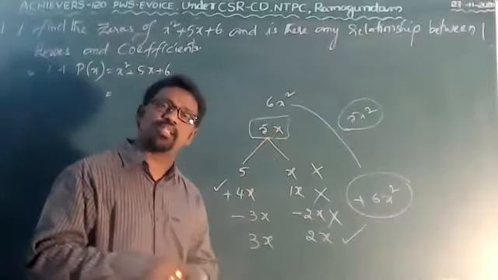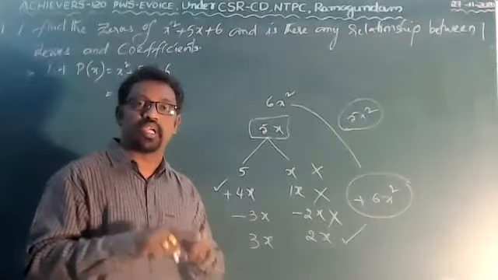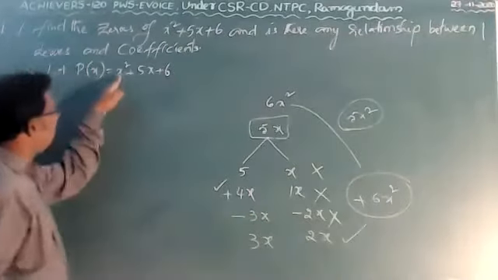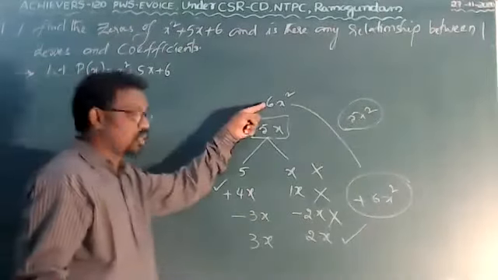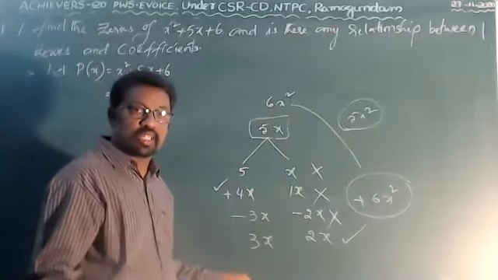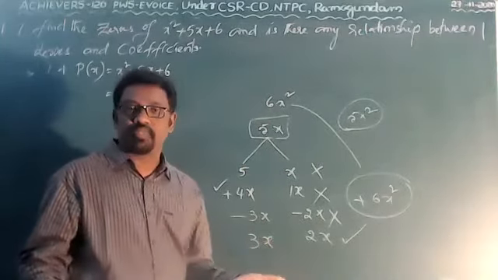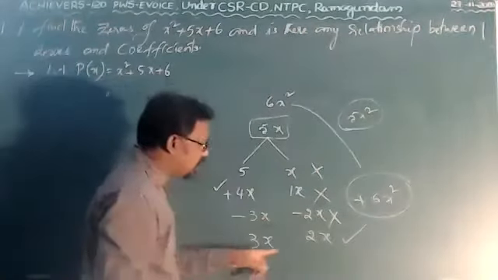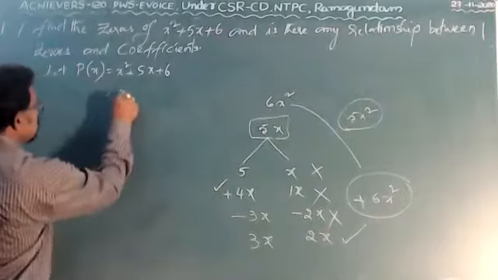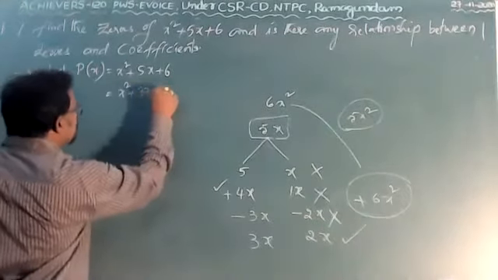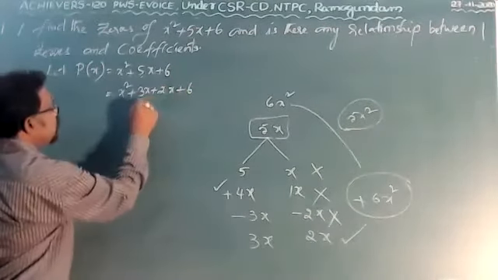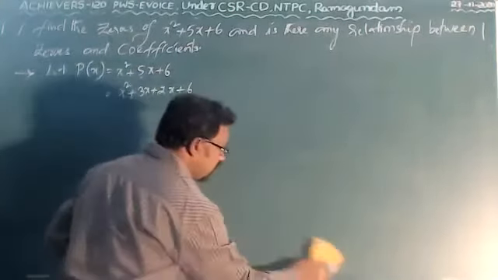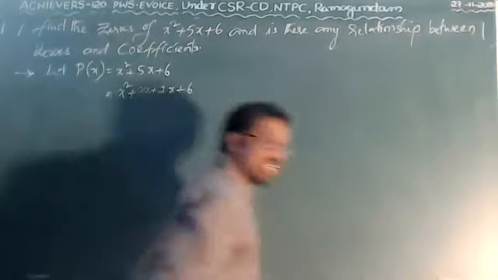When you add the two terms, you should get the middle term. When you multiply the same two terms, you should get the product of constant and x square. That is this. Okay, children? It's clear? That is called factorization. Now we have to write 3x and 2x here: x square plus 3x plus 2x plus 6. That is called factorization, splitting the terms.